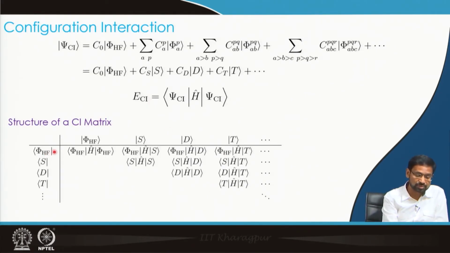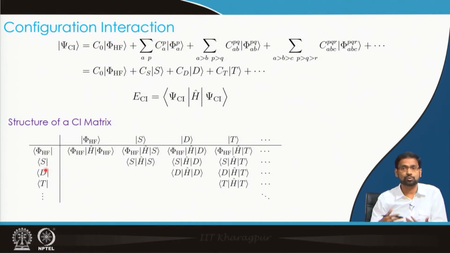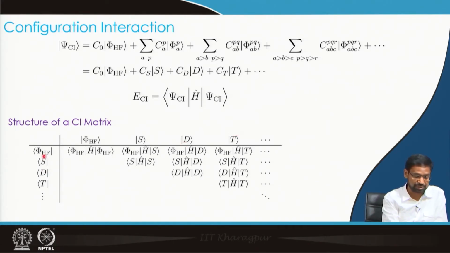So what you see in the CI matrix, the elements are the Hartree-Fock wave function, the Slater determinant. This represents all singly excited Slater determinants. These are all doubly excited Slater determinants. These are all triply excited Slater determinants. So this is a symbolic representation. The real dimension of this CI matrix will be based on how many singles, how many doubles, how many triples you have. But this is just for simple representation.